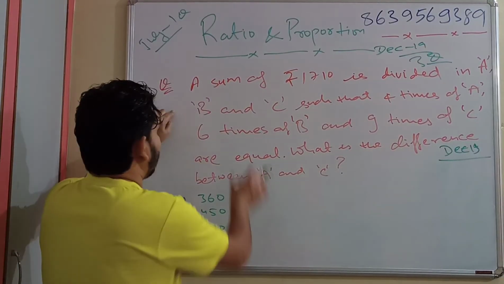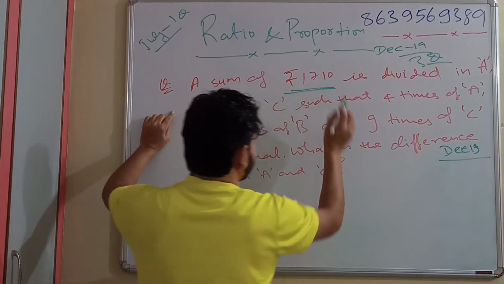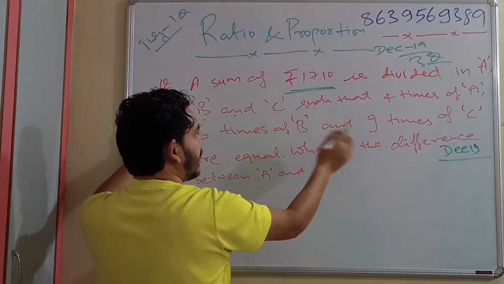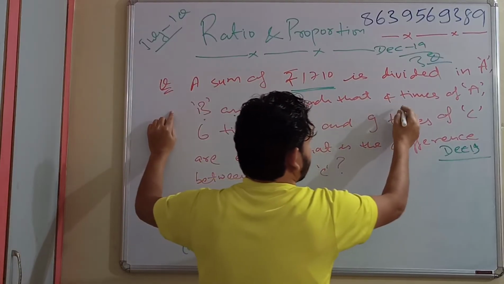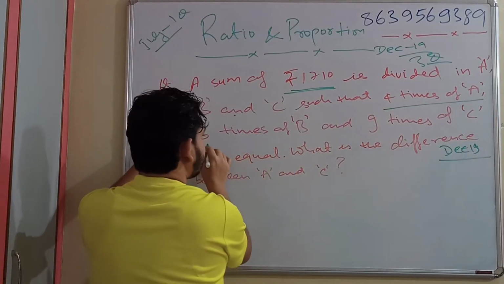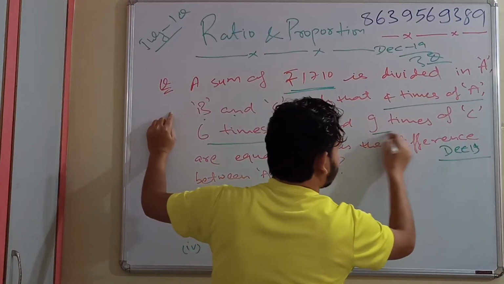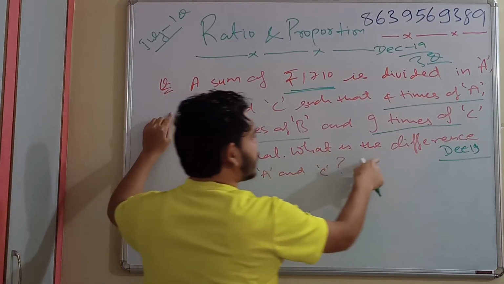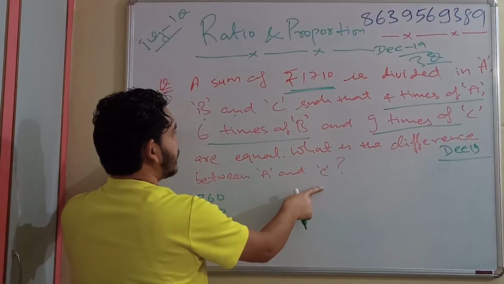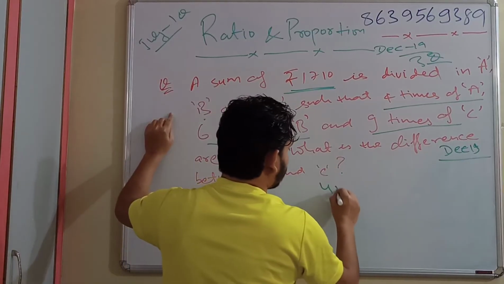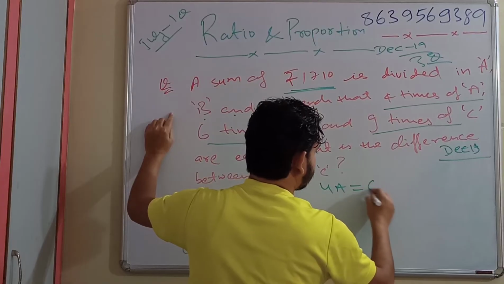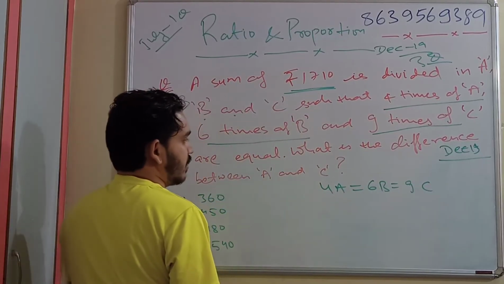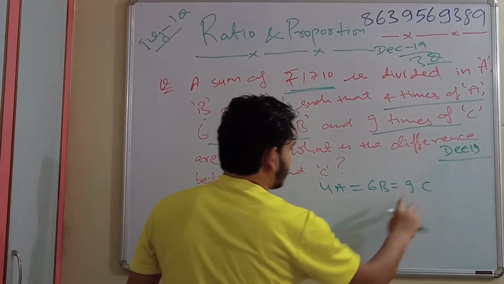Okay, so this is one question which was asked in December 19. A sum of rupees 1710 is divided among A, B and C, such that 4 times of A is equal to 6 times of B is equal to 9 times of C. What is the difference between A and C? Nothing but 4 times of A is equal to 6 times of B is equal to 9 times of C. That money is being divided in this ratio.